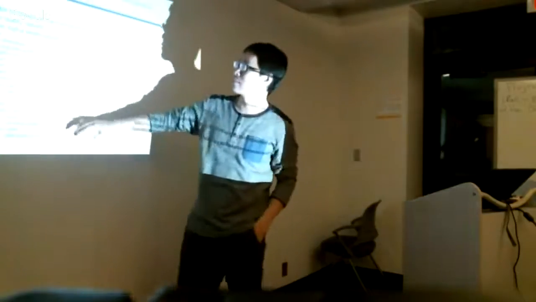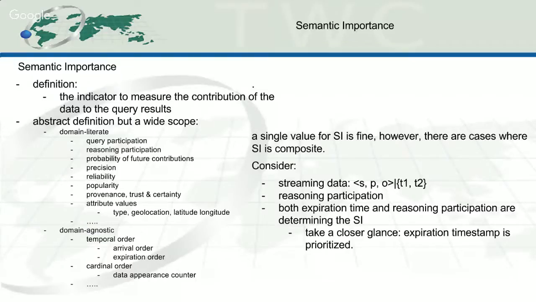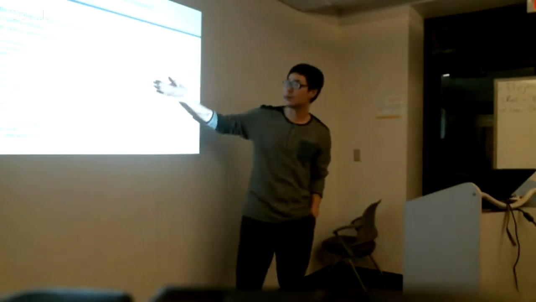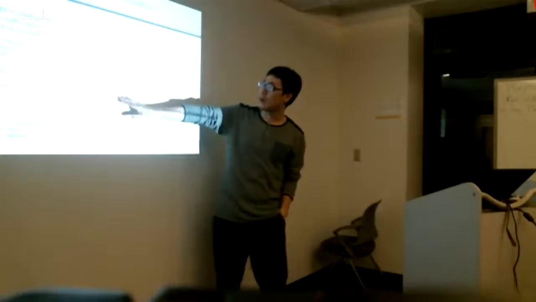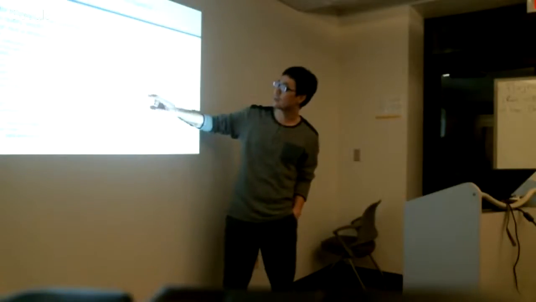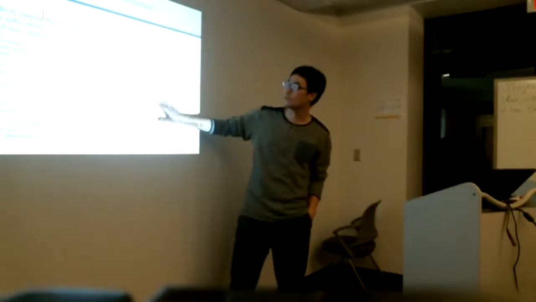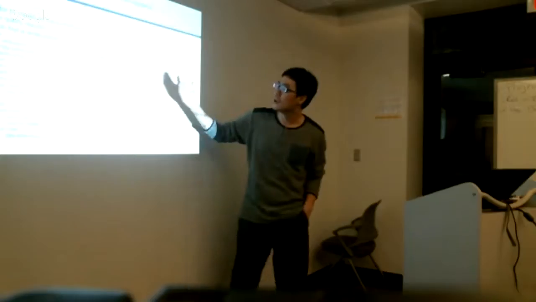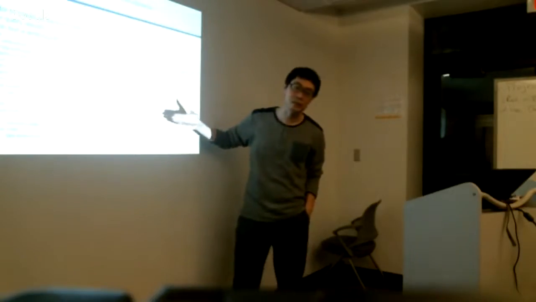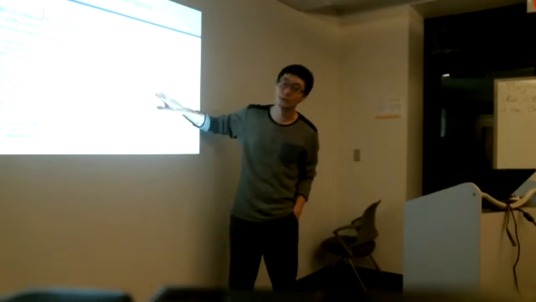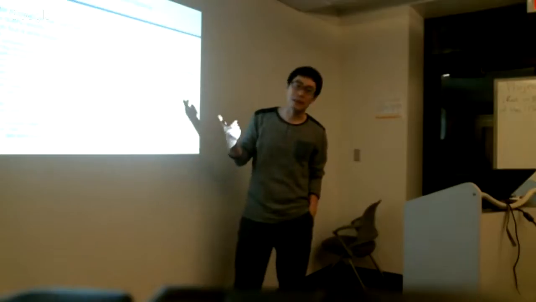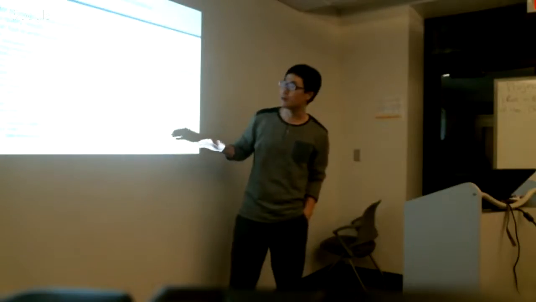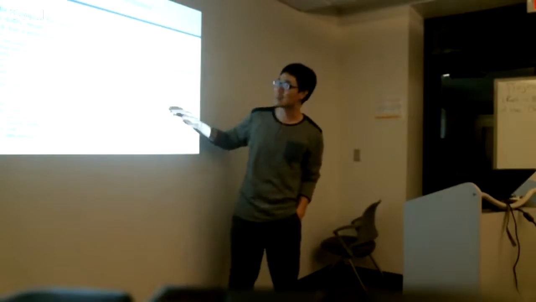We have so many choices for semantic importance, and a single value for semantic importance is fine, right? But there are cases where semantic importance is complicated. As an example that I covered just now, we have the streaming data as RDF data, the triples, with an arrival timestamp and an expiration timestamp. We want to see whether this piece of data is actively participating in the reasoning process, but we have to consider both expiration time and reasoning participation. Especially we have to pay close attention to the expiration time, because that defines the valid period of the data. And if data is invalid or expired, all the results it contributes to are invalid, no matter how heavily involved this data is in the reasoning process.